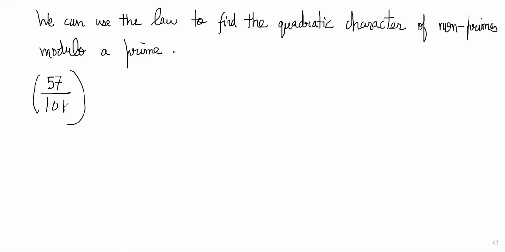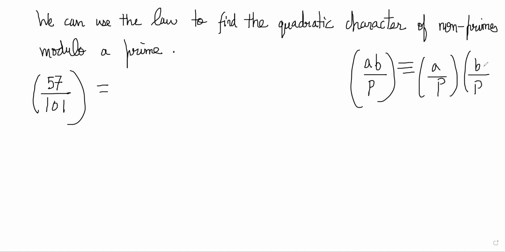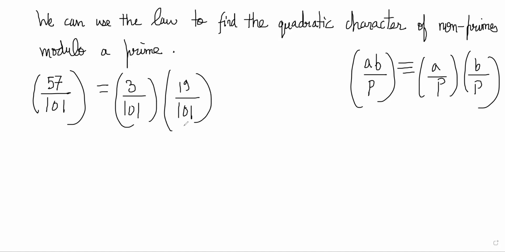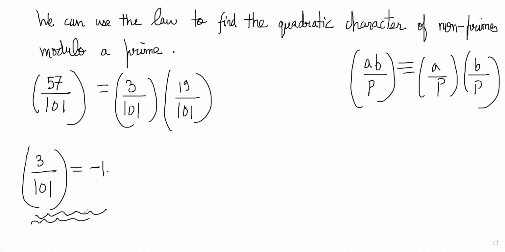But you notice that 57 is not a prime. However, we have learned the law that the Legendre symbol AB over P is equal to the product of A over P and B over P, right? So we can say that this is 3 over 101 times 19 over 101, right? Great. Now we know from a previous calculation, we just did this example, 3 over 101 was -1. We got it by understanding the Legendre symbol 101 over 3, right?